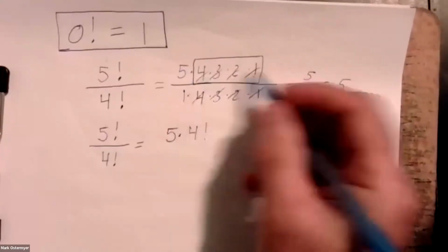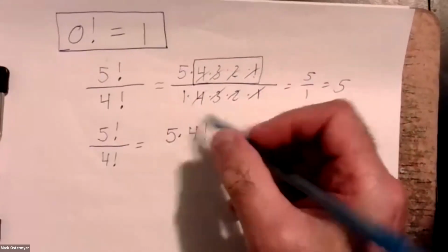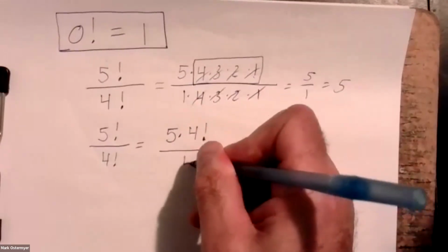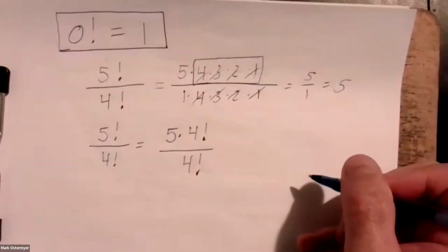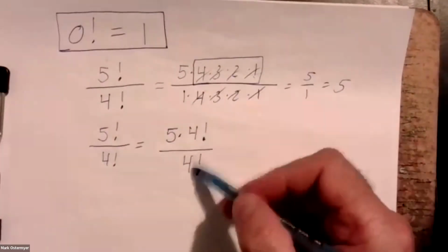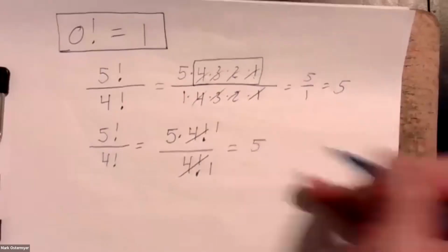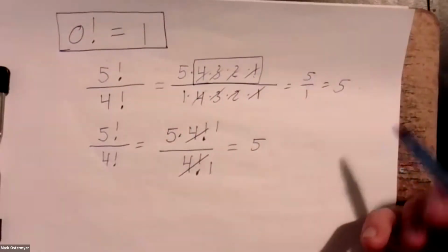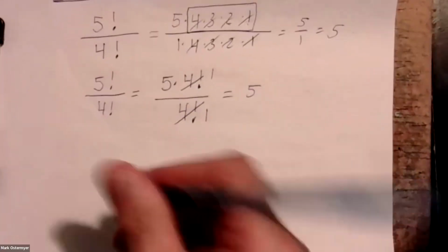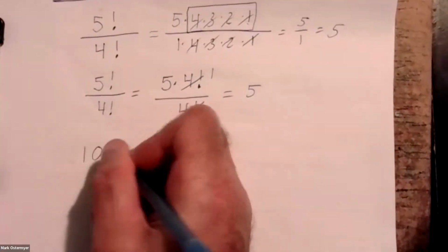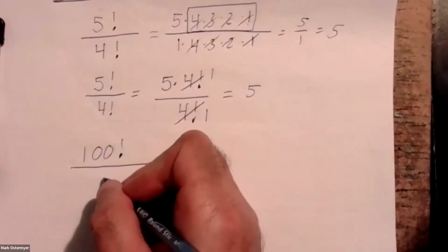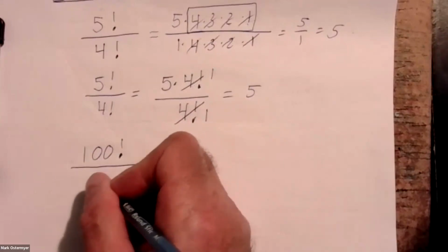So I could have rewritten 5 factorial as 5 times what? 4 factorial, 4 factorial being all this. And this is divided by 4 factorial. Now what happens to the 4 factorials? They cancel out. You reduce the 1's, and you're left with 5. See how much more efficient that was than doing it this way? See? Let's try another one. Suppose I had 100 factorial and I wanted to divide that by, let's say, 95 factorial.